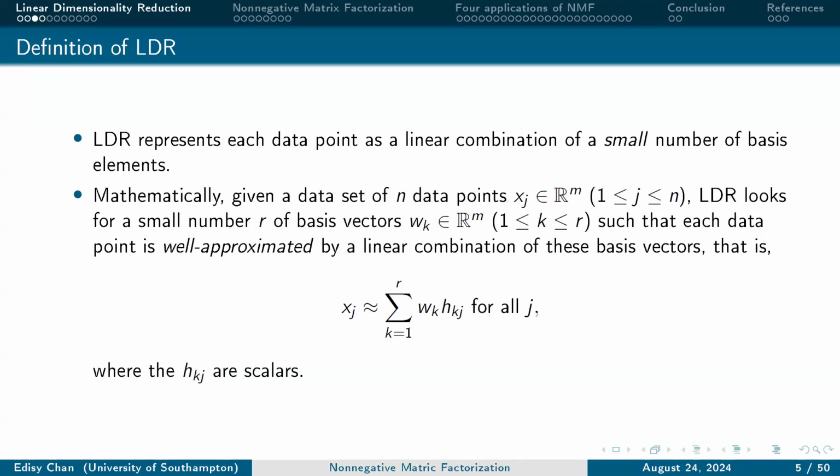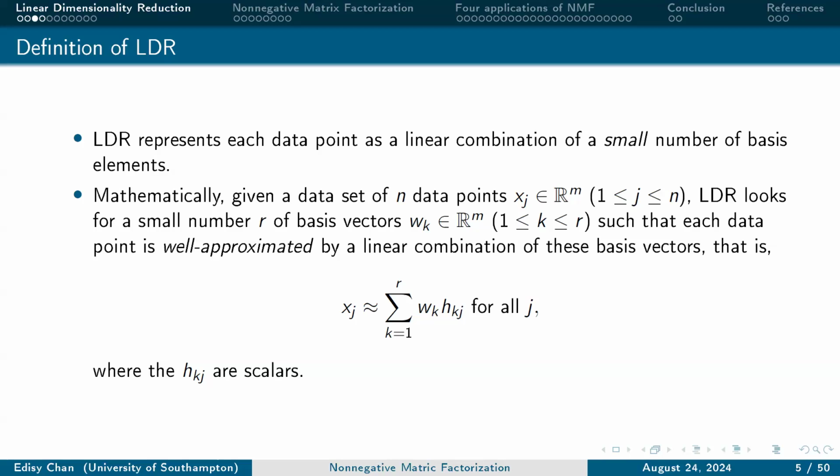Let me give you the definition of LDR. The LDR is a technique which represents each data point as a linear combination of a small number of basis elements. Mathematically speaking, we think of those data points as a data set, and the data points are vectors. For example, if we have n data points, they are vectors in R^m.